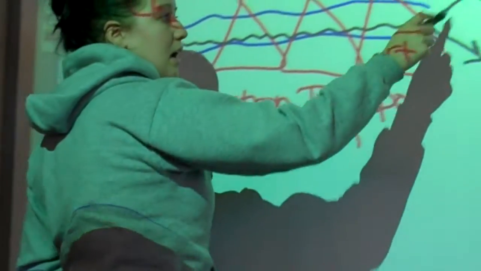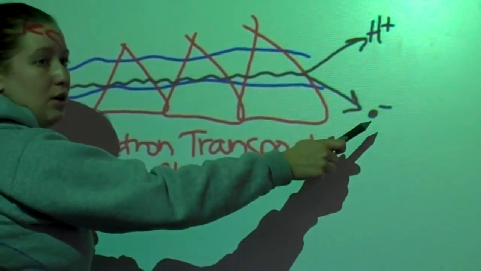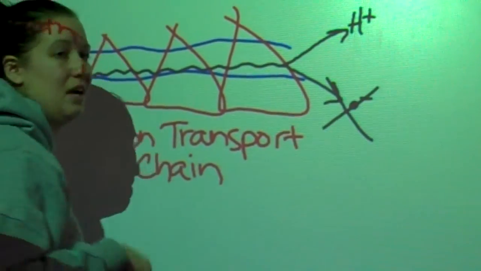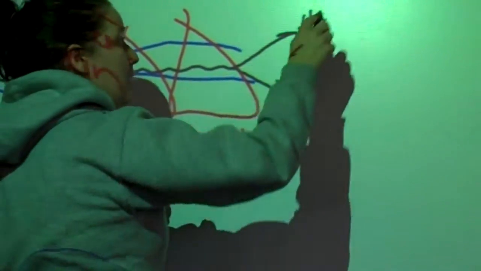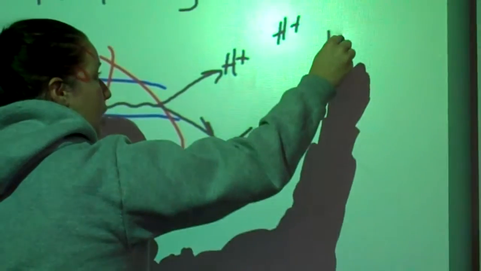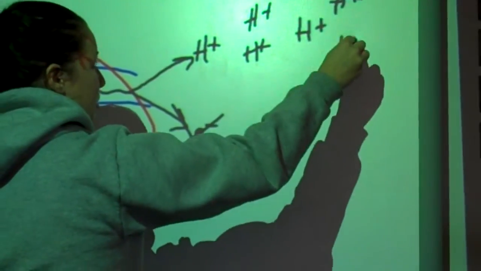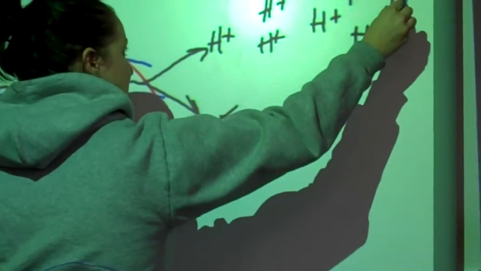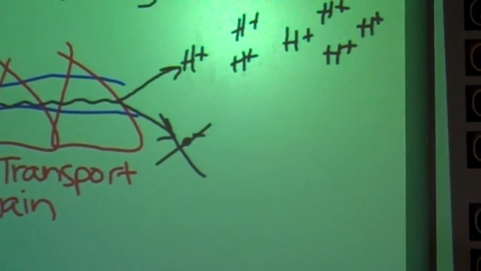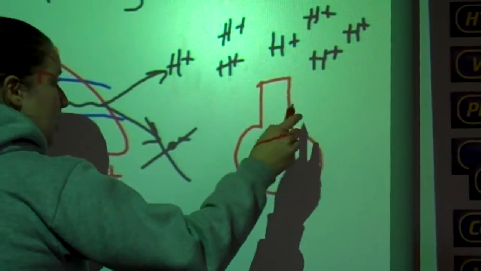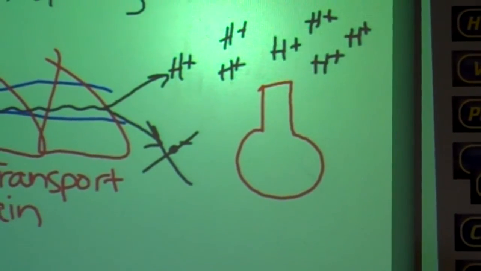When we get to here, hydrogen is no longer attached to electron. What we're worried about now, we don't really care about the electrons anymore. We're done with them. What we're worried about now are all these positively charged hydrogens. We just call them protons now. It's a single positively charged molecule. Once we have all those positively charged hydrogens, they're going to start building up over here.